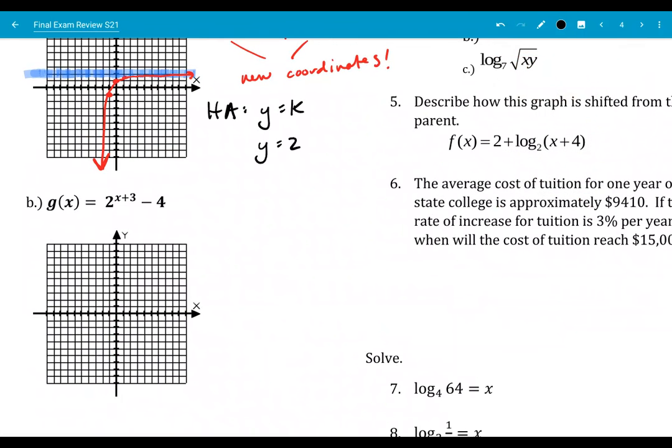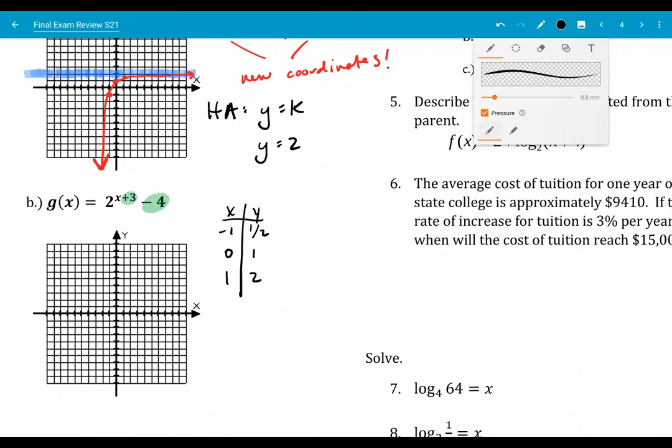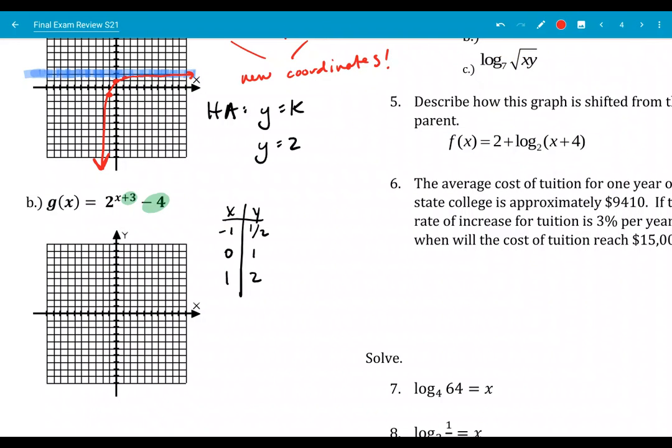Next one, my b value is 2 because that's the base of my exponential. So same thing, parent function. So the reciprocal of 2 is 1 over 2, then 1, and then just 2. But different to last time, I have a value in the exponent and a value outside. So both my x's and my y's are changing here. So my x's, same rules apply with transformations, x lies. So I have x minus 3 because it's plus 3. And the y's are changing by subtracting 4.